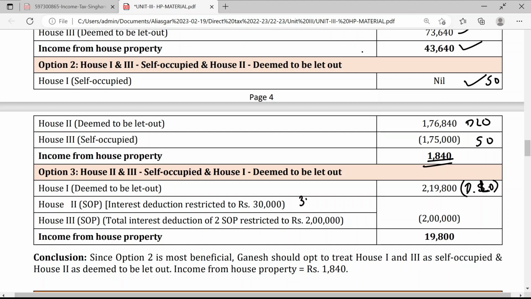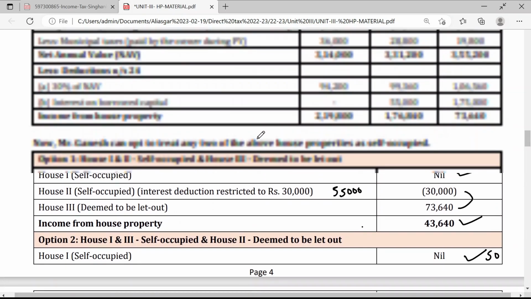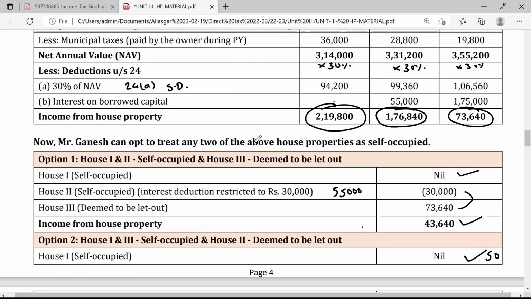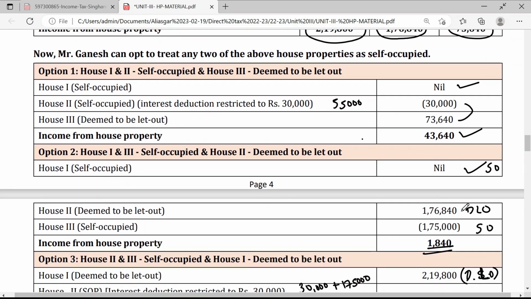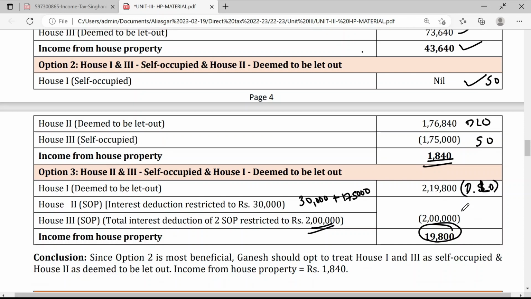So if you add 30,000 for the second house and 1,75,000, what is your total interest? It is more than 2 lakh. But as per the rule, what is the total deduction available in case of self-occupied property? 2 lakh. So in this case, total income from house property is 19,800. Now which option is better for Mr. Ganesh? Option number 1 where income is 43,640, option number 2 where income is 1,840, option number 3 where income is 19,800.